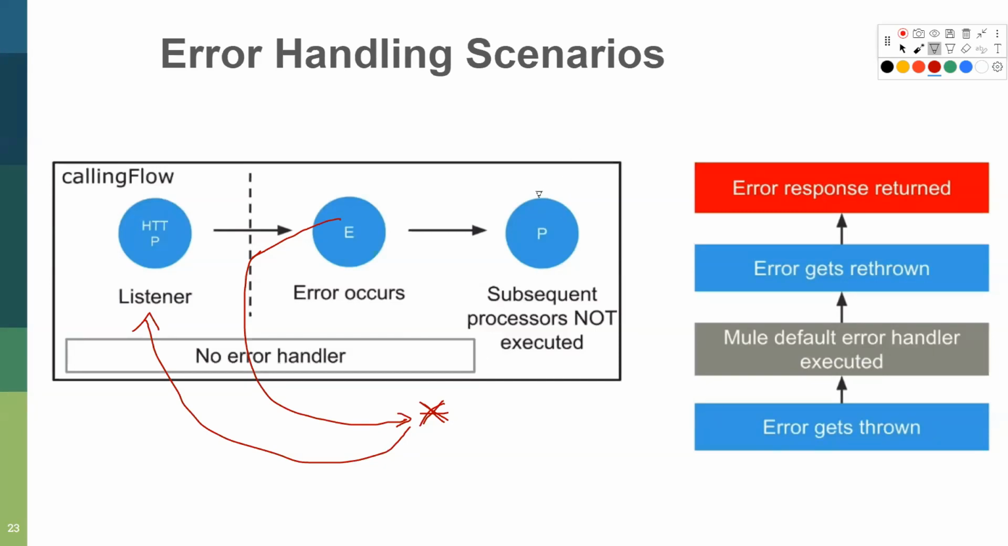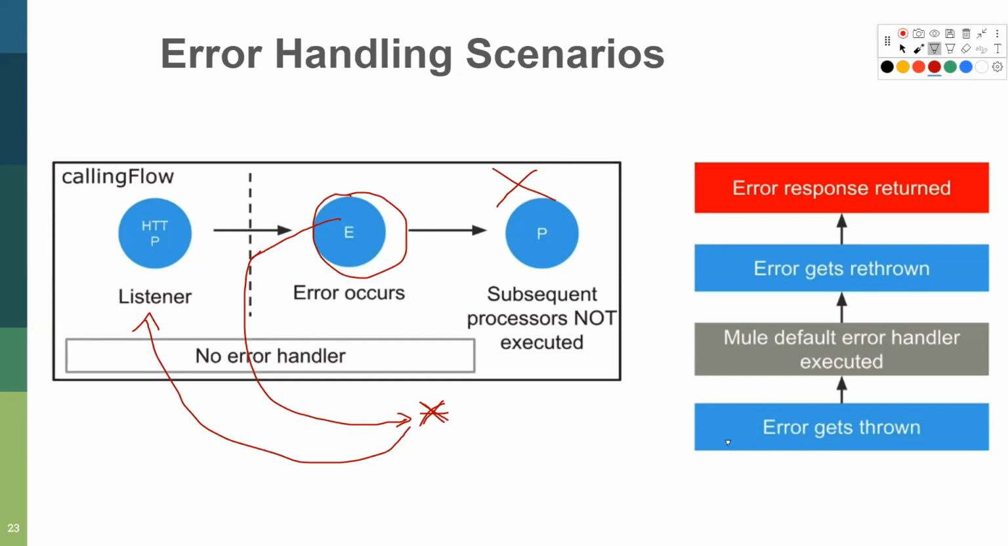The other point we notice here is that once an error happens here, the subsequent processors don't get executed. So it doesn't go to here. This one doesn't get executed. That's what this is showing us on the right.